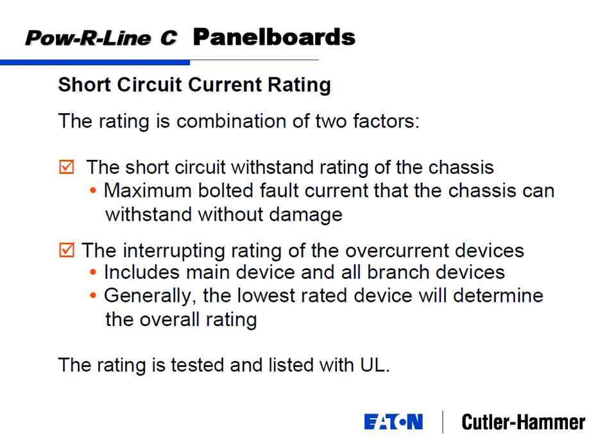The other part is the interrupting rating of the overcurrent devices, which includes the main and the branches. Each individual circuit breaker is going to carry a short circuit rating stamped on the label. We might have a couple different ones depending on the voltage, but it will be stamped right on it. So you want the panel board, bus, and chassis to stay in one piece under a fault condition, and you want the circuit breaker to interrupt the fault.